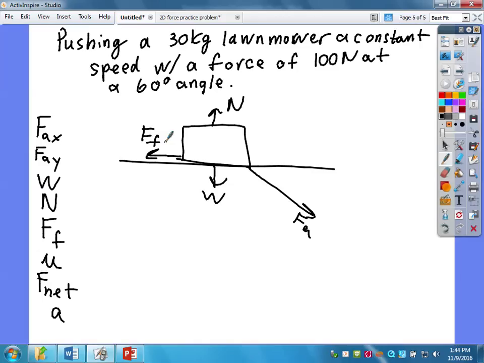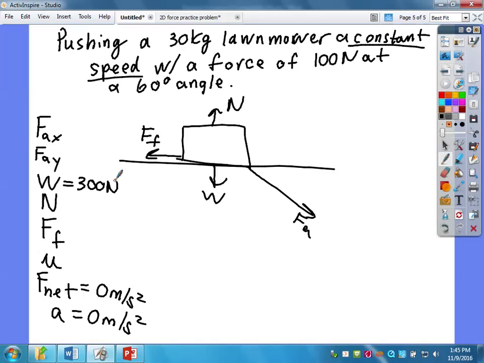What can you solve for? Well, there's something else that we should notice pretty quickly. You're moving at a constant speed. What does that mean? It means acceleration is 0. It means net force is 0. Okay? The net force should be 0. So again, it's your choice on how to approach this. You can solve for the weight right away. 30 times 10, 300 newtons. Okay, the weight is 300 newtons.